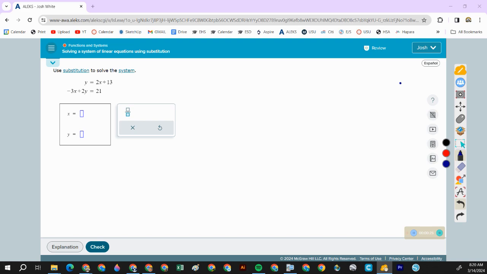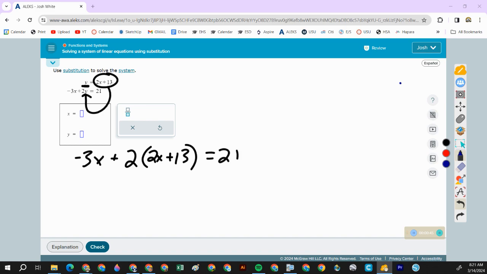In this case, substitution is going to be the easiest. So I have y by itself. I'm going to plug that stuff in for y. Negative 3x plus 2 copies of where the y used to be. I replace it with 2x plus 13, and that's equal to 21. So negative 3x, distribute the 2, 4x plus 26 equals 21.